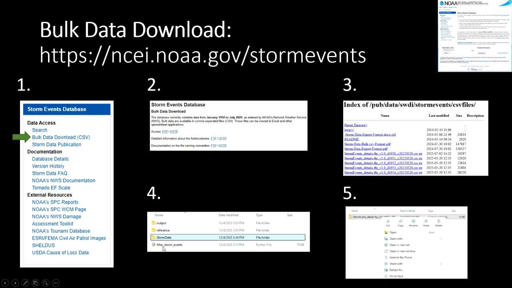So we have the Python program here, the filter storm events Python code. And then we have our output file. We have a reference folder that has some lists of state names and county names and that kind of thing. And then we have the StormData folder that is going to contain all of your storm data. And once you download these gzipped files, you need to extract that data by right-clicking the file itself here and using the Extract All button to extract the data into a raw CSV.